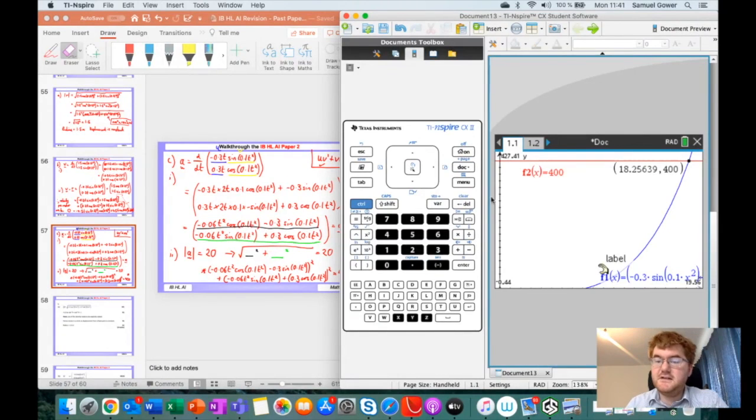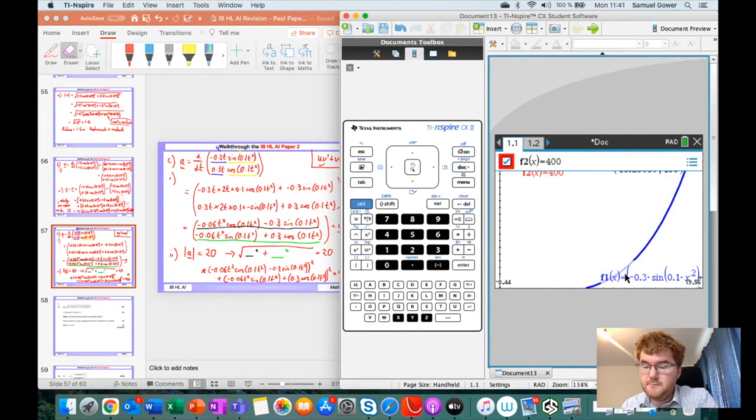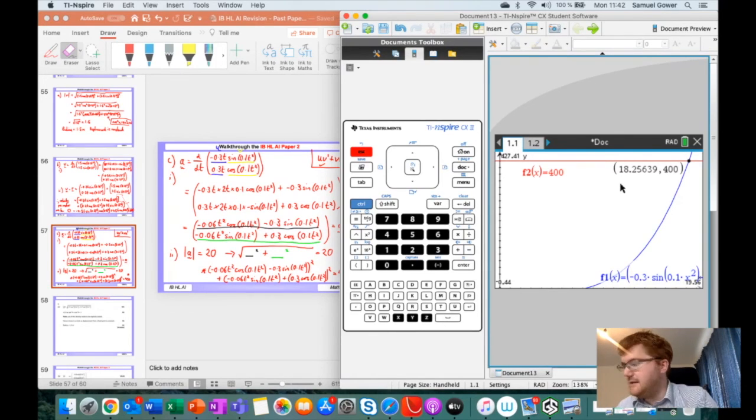Okay, so here's what I did earlier. I've typed in that horrible blue function. Let me bring up the blue function. I've typed it all into my GDC. I've typed in 400 to give myself the straight line. And you'll see that they intersect at 18.256, which will be 18.3 seconds to 3 significant figures.